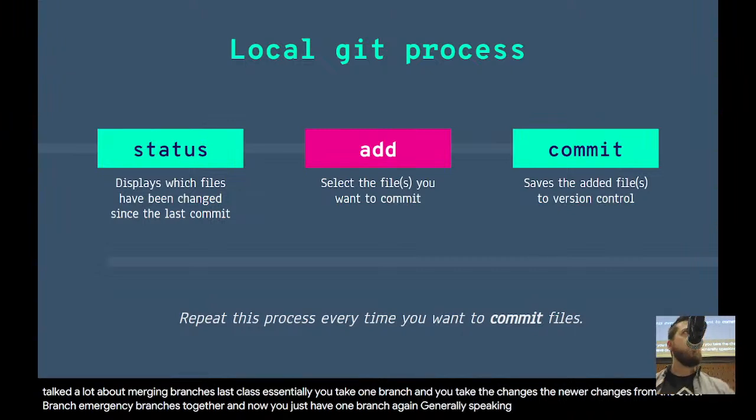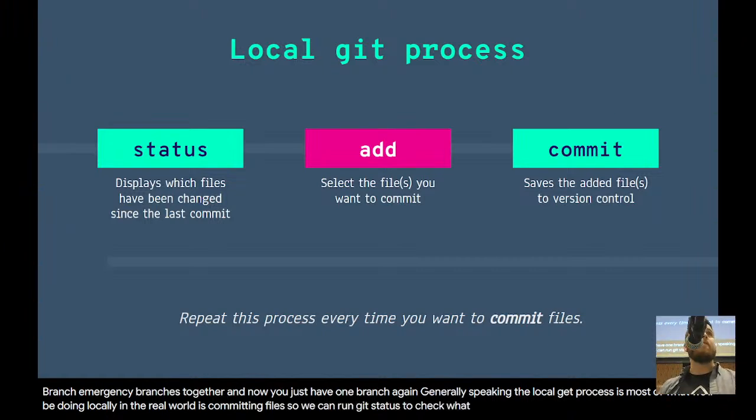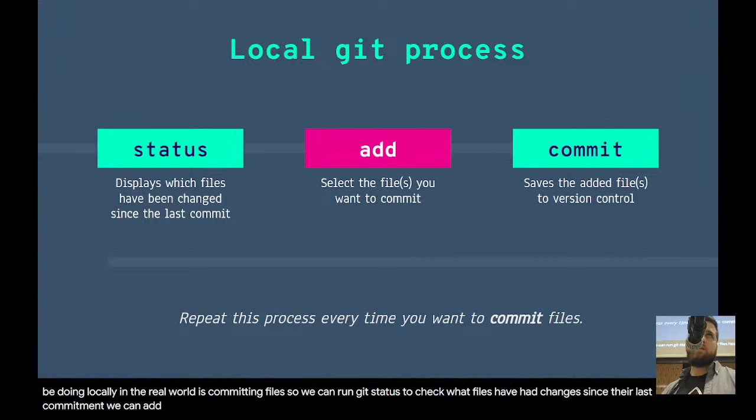Generally speaking, most of what we'll be doing locally in the real world is committing files. So we can run git status to check what files have had changes since their last commit. We can add files. This is just getting them prepped to be committed. It doesn't do anything special other than that. And then finally, we can commit the files.